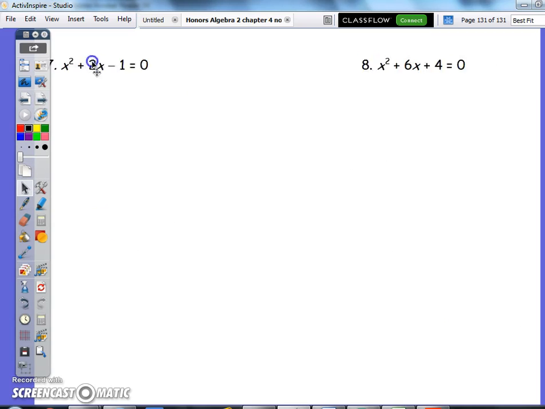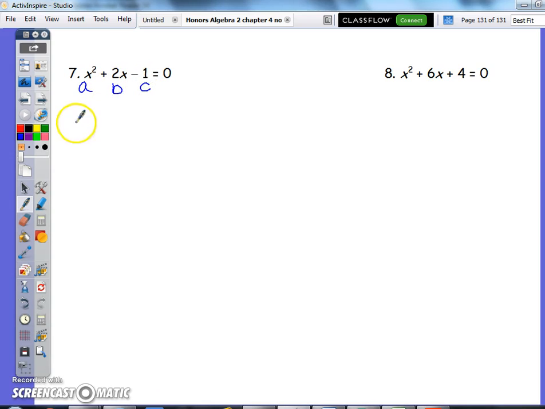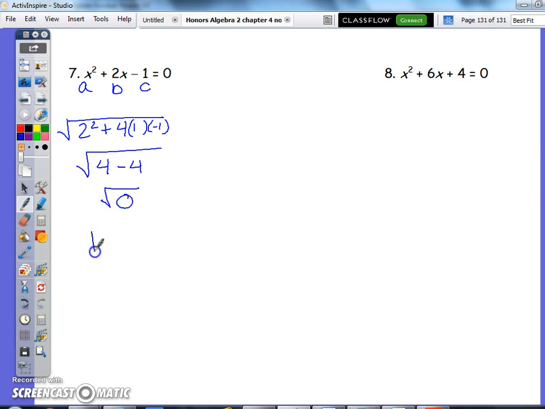All right, we've got a couple more here. Let's go through those. A is 1, B is 2, C is negative 1. So we have 2 squared plus 4 times 1 times 1, which is 4 minus 4. You get 0. This is one real root, because when you get a square root of 0, it's 0. It's one real root.